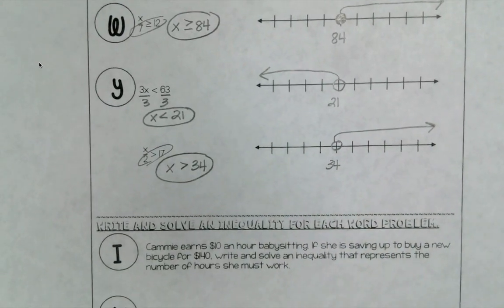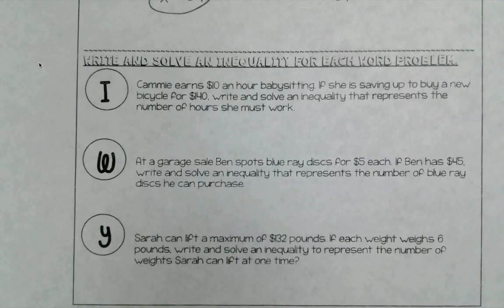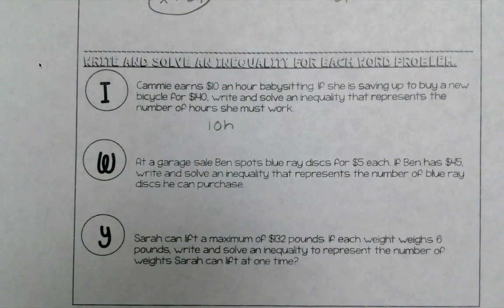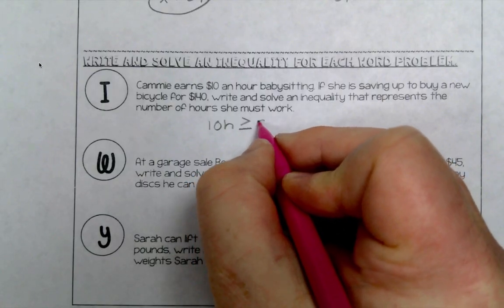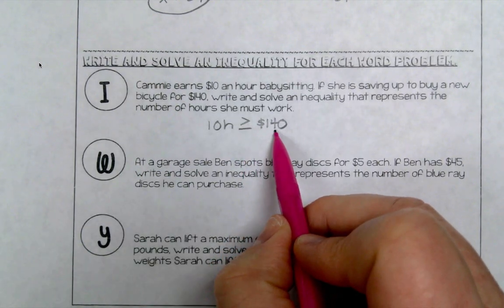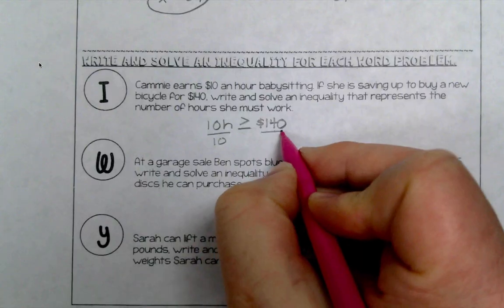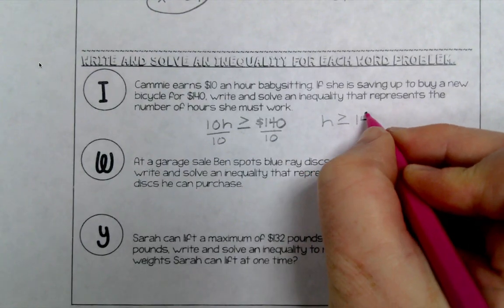Okay? So let's tackle some word problems. Cammie earns $10 an hour babysitting. If she is saving to buy a new bicycle for $140, write and solve an inequality that represents the number of hours she must work. Well, I don't know how many hours, so I'm going to say $10 per hour, and I want to get the bike, right? So whatever I earn has to be greater than or equal to $140, okay? Now I say greater than or equal to because if she doesn't have enough, she can't buy it, but she can have exactly 140. So that's where the equal to comes from. And if I divide both sides by 10, the number of hours must be greater than or equal to 14. There you go.